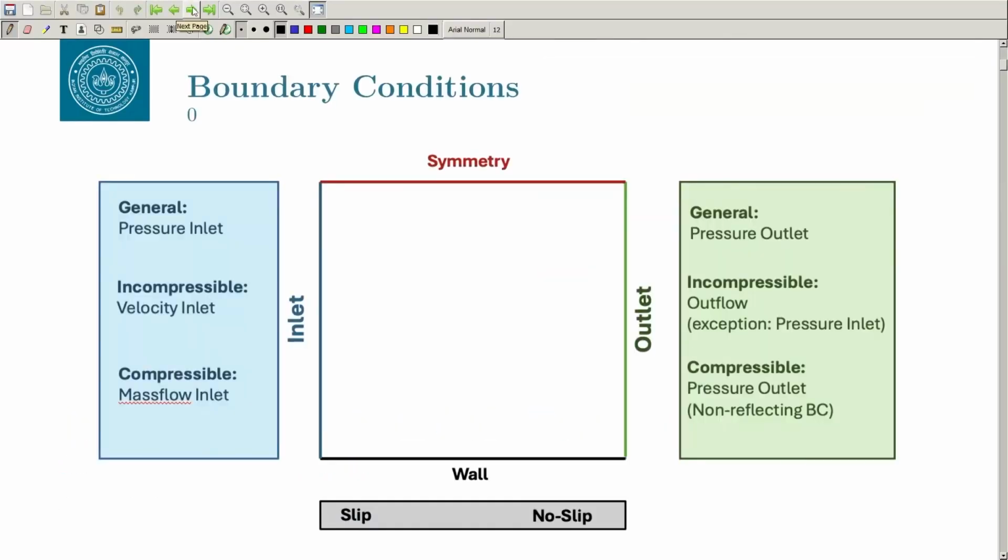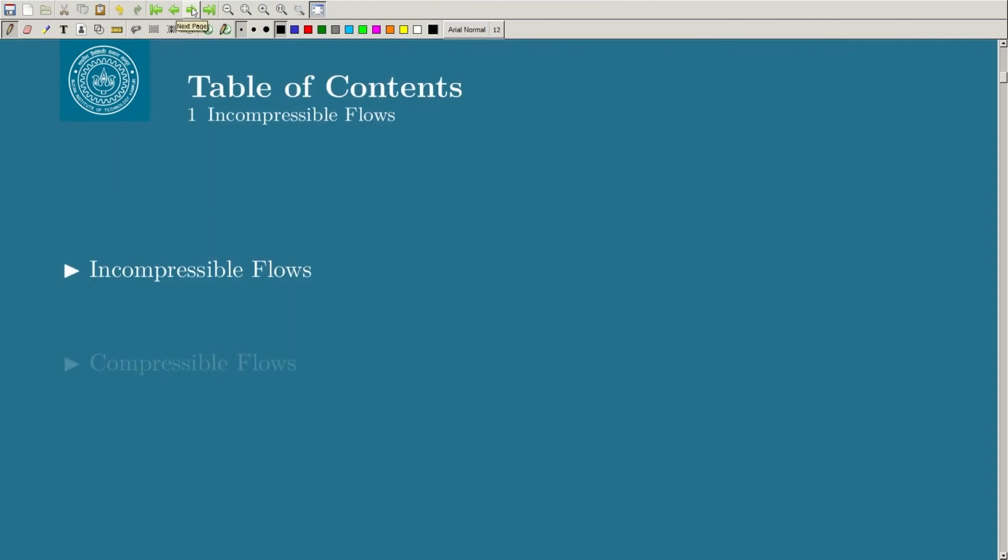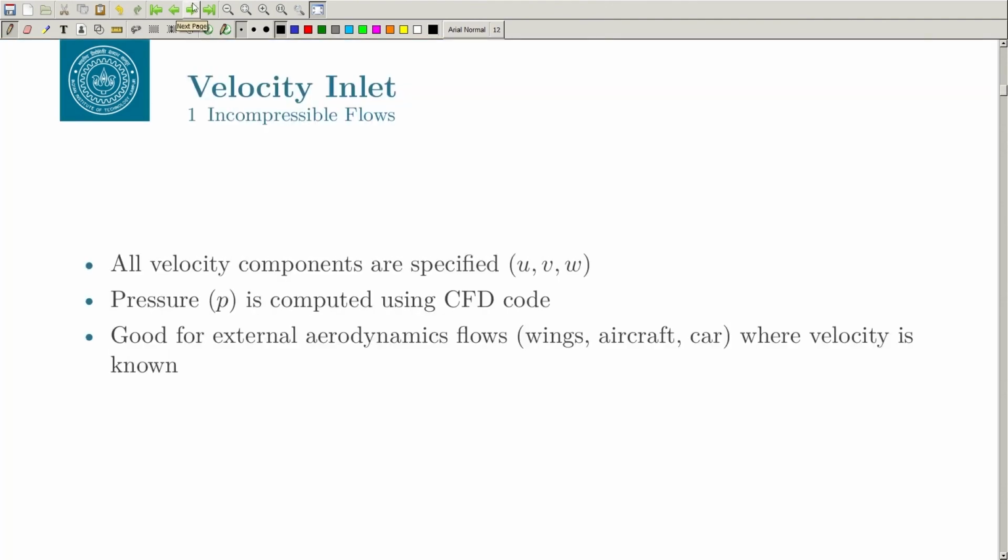So, we have seen this picture earlier. Where the focus will be today is on pressure inlet, velocity inlet, mass flow inlet and the different outlet boundary conditions. For incompressible flow it is slightly easy. The implementation of the boundary conditions is different for compressible flow and incompressible flow, so we will look at these flows separately. Let us go to the incompressible flow.